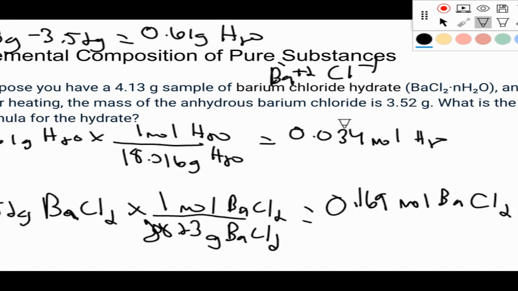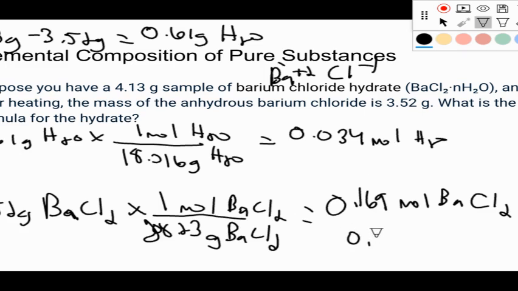So then to find my ratio, I'm going to take my moles of my water divided by moles of barium chloride to figure out the amount for my hydrate. Because what we're trying to do is we're trying to figure out N. We've got to figure out how many hydrates are available. They use the letter N to represent that most of the time. And so I've got to do this math to figure that out.